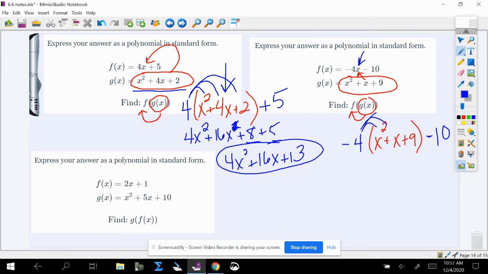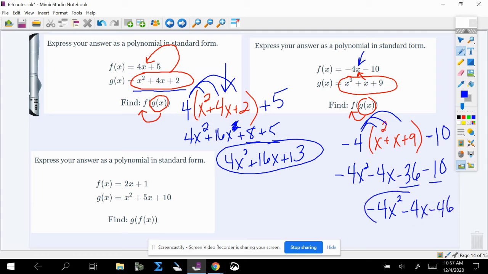Then, as I mentioned, you're going to have to distribute. So you get -4x squared, -4x, and -36. And then you still have the -10 at the end. You're going to combine like terms, the constants at the end. So you have -4x squared minus 4x minus 46. And this is your final answer in standard form that you're going to type into Delta Math.